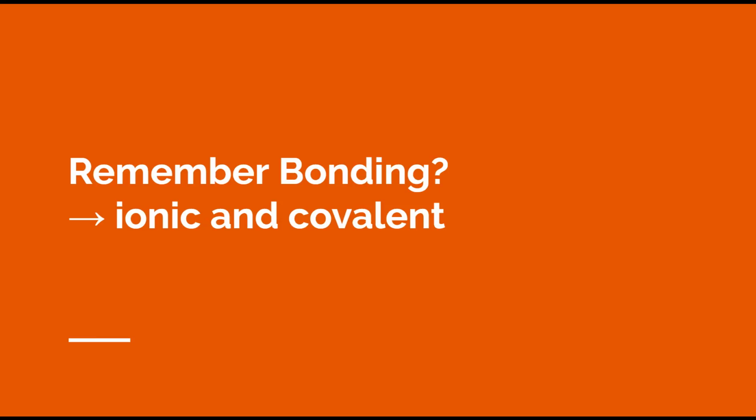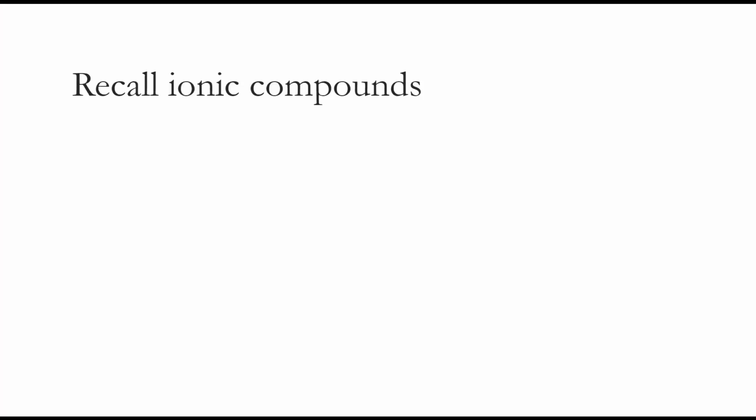So let's start with remembering different types of bonding. You just finished an Edpuzzle reviewing covalent bonding, but really quickly, let's remember ionic bonding. In ionic compounds, you have a transfer of electrons forming ions. Because those electrons are negatively charged, if they're moved from one atom to another, that means that ions, or charged atoms, are going to be formed.